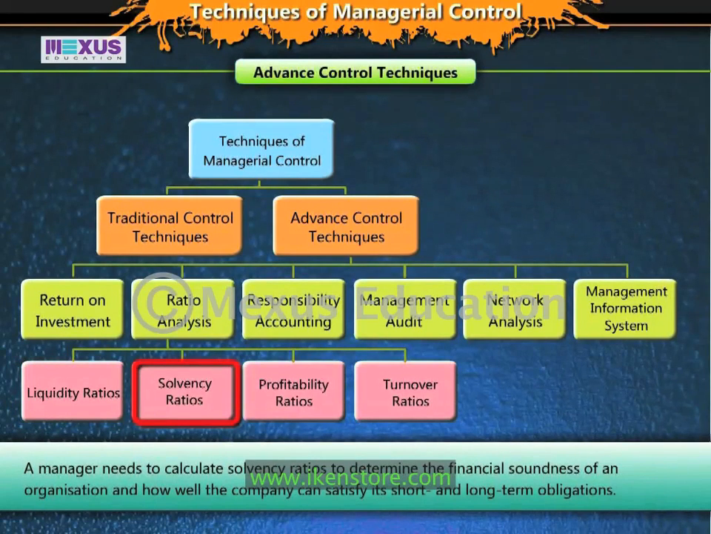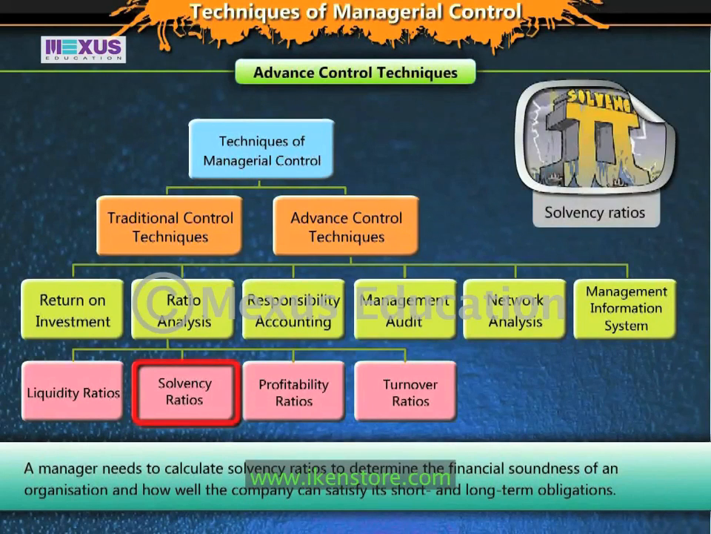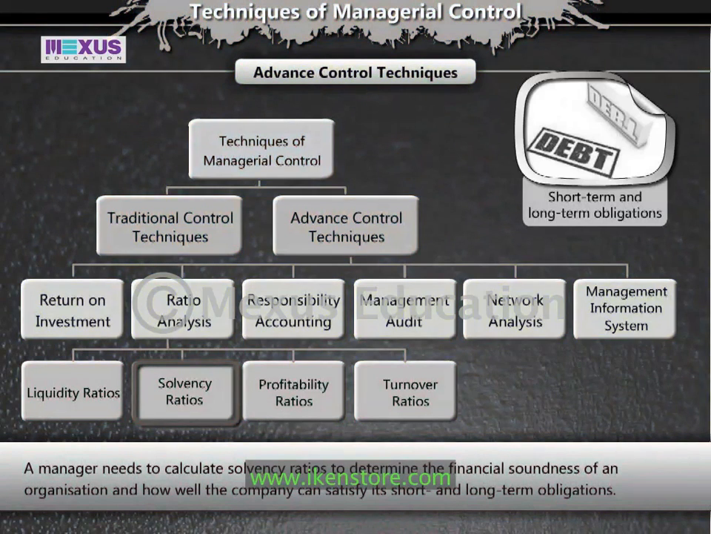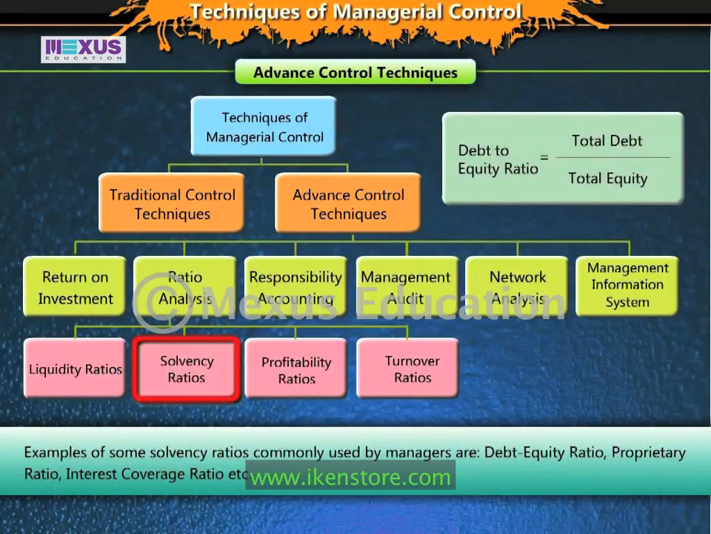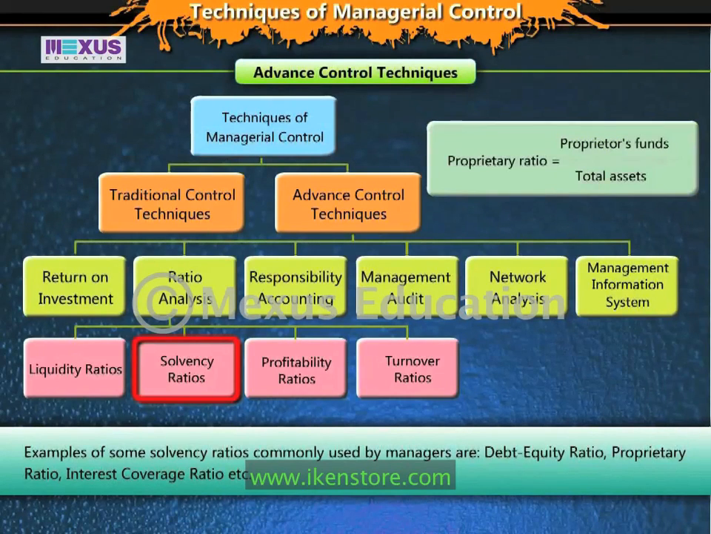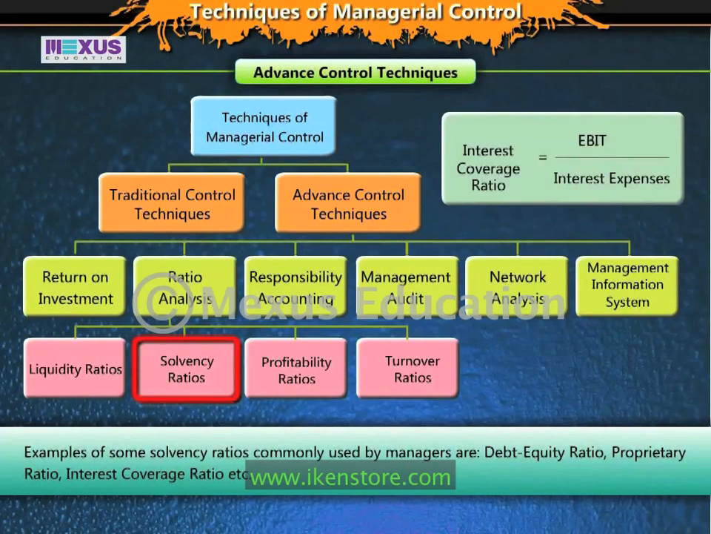A manager needs to calculate solvency ratios to determine the financial soundness of an organization and how well the company can satisfy its short and long-term obligations. Examples of some solvency ratios commonly used by managers are debt-equity ratio, proprietary ratio, interest coverage ratio, etc.